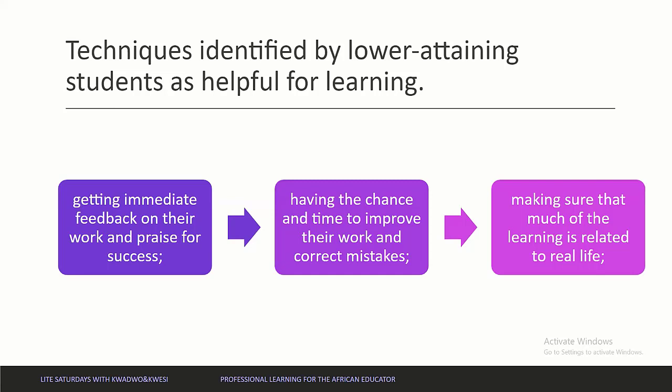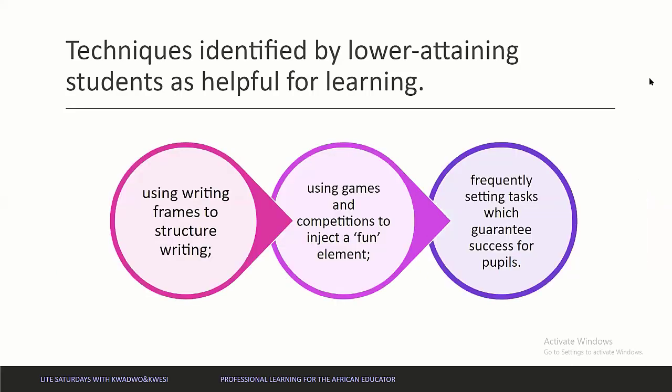Another technique is providing them an opportunity to really improve their work and correct their mistakes. Repeated work or redo work is very important, and it helps students who make low progress also really accelerates their progress and their learning. Situating whatever is being taught to students' everyday life experience is also one key technique that teachers can use to help students that make slow progress actually make the required progress.